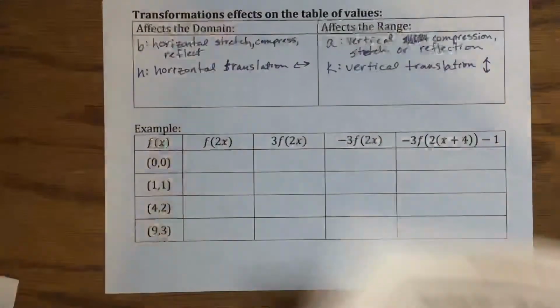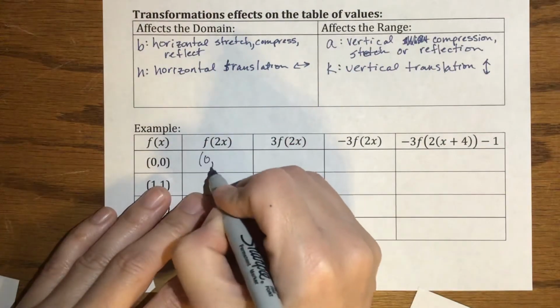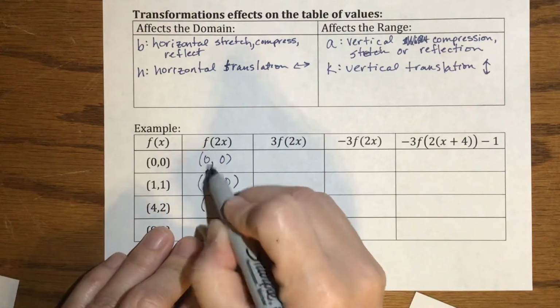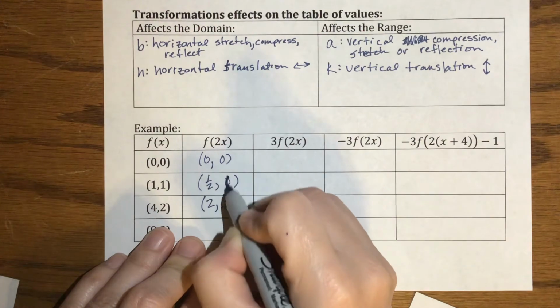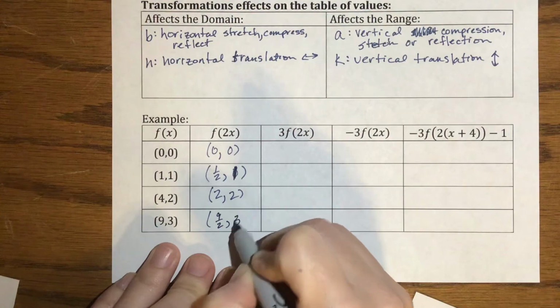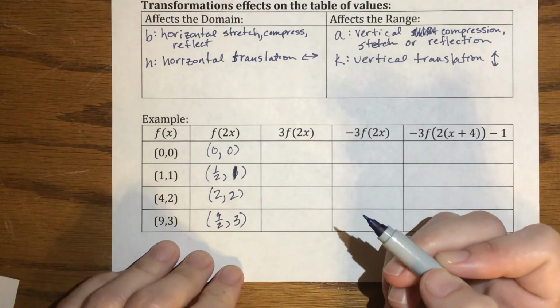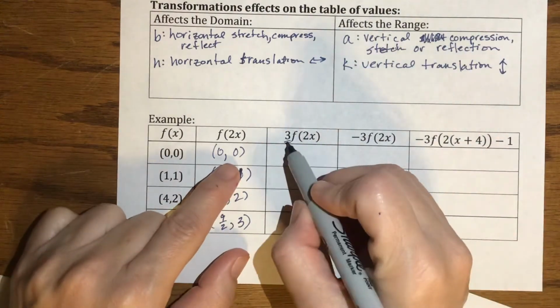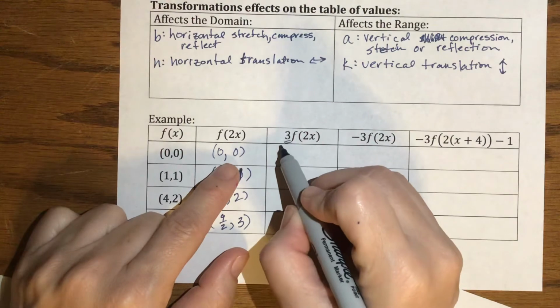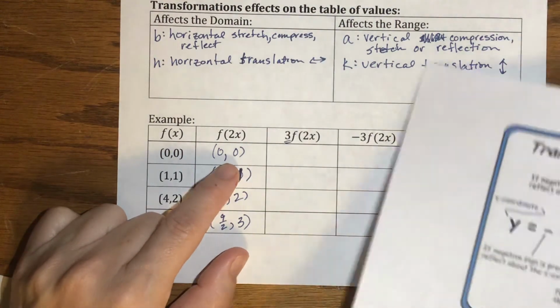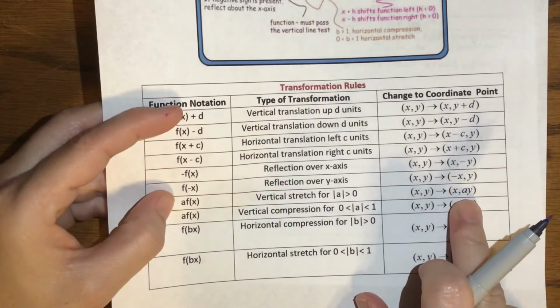So I'm going to divide by b. This is going to be 0 over 2. The y doesn't change. This is going to be 1/2. 4 over 2. The y doesn't change. 9 over 2. The y doesn't change. Okay? Now, I'm going to take those values and multiply by 3 on the outside. That is an a value because it's on the outside. That's going to affect my range, right? And it's bigger than 0, so I'm just going to multiply the y by a.